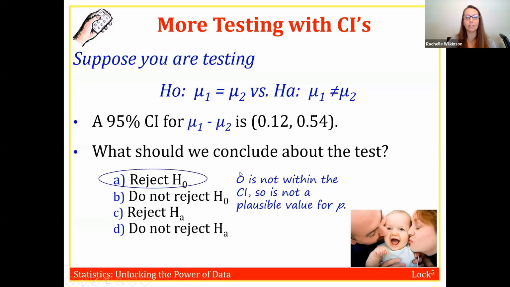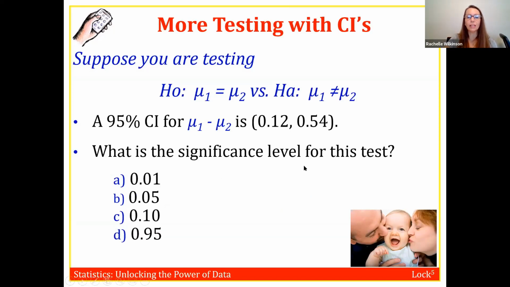We're going to reject. And anytime we're comparing two means or two proportions, the value that we're looking for in the interval is 0, because if the null hypothesis was true and mu1 was equal to mu2, then mu1 minus mu2 would be 0. If they're the same, you subtract them, you get 0. So anytime we're comparing two means or two proportions, we're looking to see if 0 is in that interval. And right now 0 is not in the interval. So if the value is not in the interval, we reject.